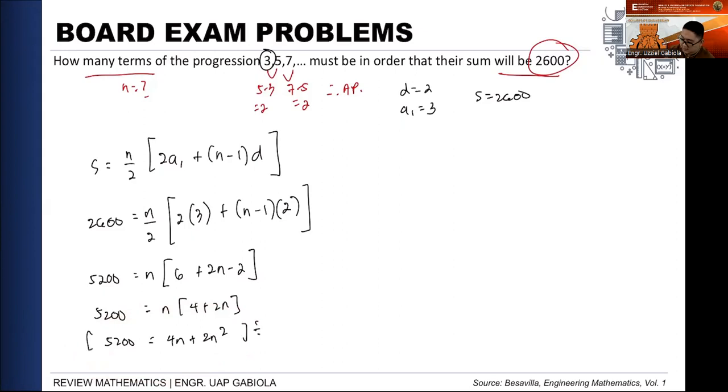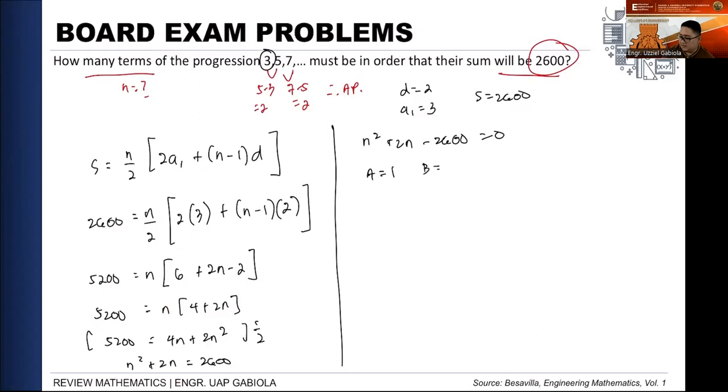Okay? Ito pwede natin simplify dividing all side by 2, no? Kasi divisible siya. So siya maging n squared plus 2n is equals to 2,600. Okay? So kung yan yung ating quadratic equation, transpose na natin sa kabila, no? Minus 2,600 is equals to 0. So ang A natin is 1, B natin is 2, and C natin is negative 2,600.